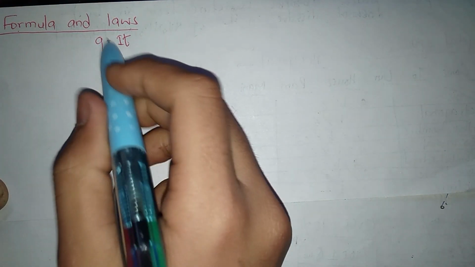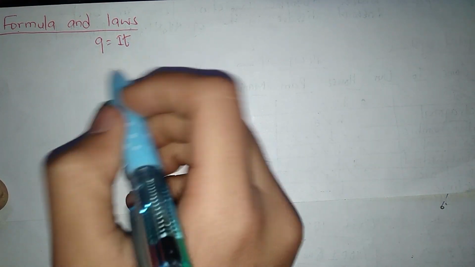So, starting with some formulas. Q is equal to I t. This is the basic formula of current: charge is equal to current into time. So current is charge per unit time.